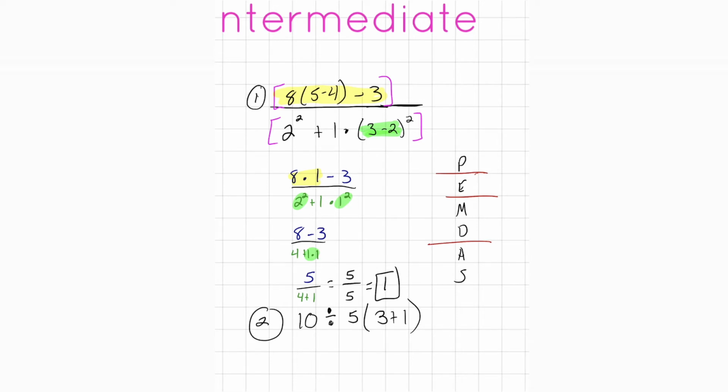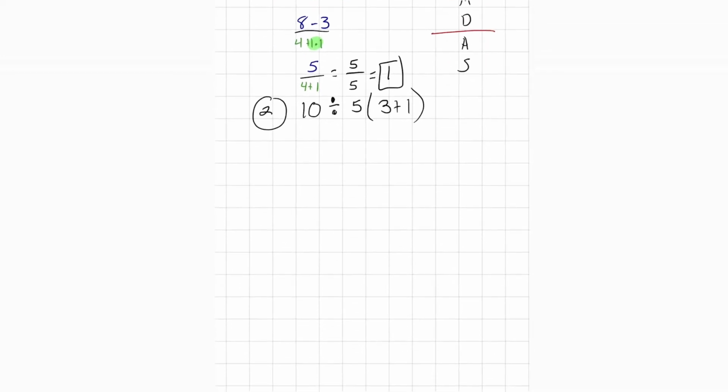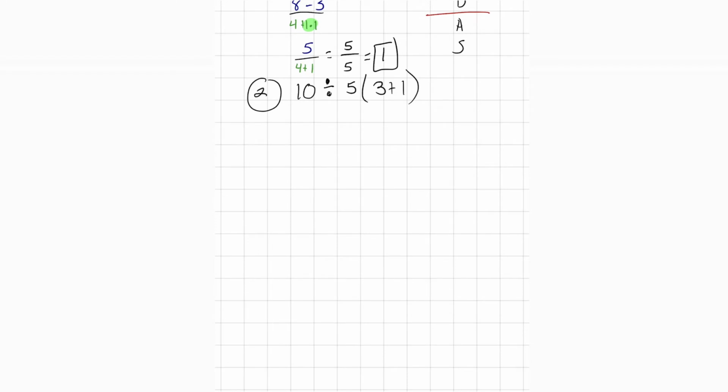And if we follow the order of operations all throughout the numerator and do it again all throughout the denominator, we'll be fine. All right, so now let's look at our problem number 2 here. Problem number 2 is 10 divided by 5 times (3 plus 1).